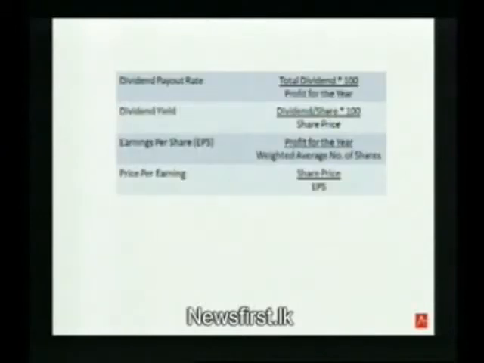Investor ratios: dividend payout ratio is total dividend divided by profit for the year into 100. Dividend yield is dividend per share divided by share price. Earning per share is profit for the year divided by the weighted average number of shares. Price earning ratio, which is the key ratio to judge the future prospects of the company, is share price divided by earning per share.